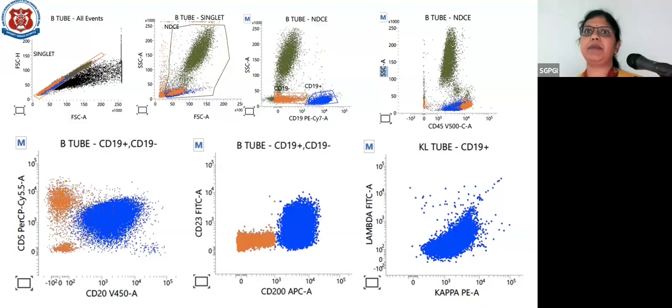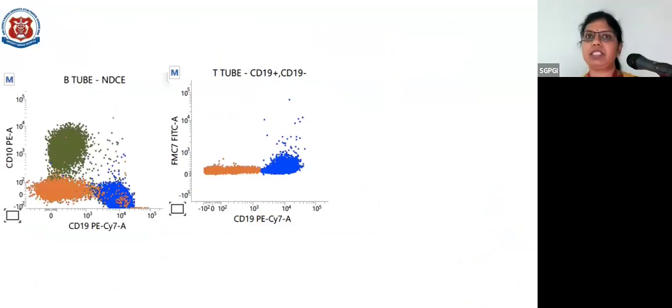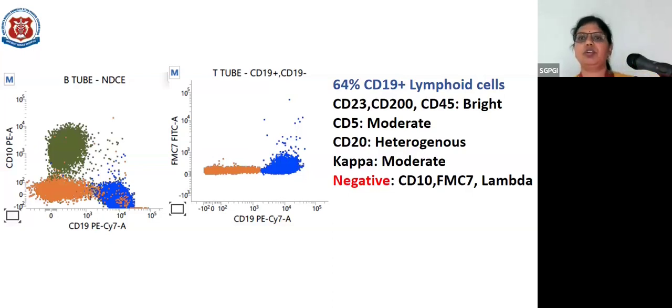Then the next step is expecting a bright expression of CD200 and CD23. So till now, the case is looking like a case which follows all the book rules. And FMC7 was negative and CD10 was negative. You can compare here with the granulocytes, which I gated in the initial plot, which normally express CD10, which has come beautifully in them. But our population of concern is negative here. So the case had 64% CD19 positive lymphoid cells with bright CD23, CD200, moderate CD5, CD20 heterogeneous, kappa moderate, negative for CD10, FMC7 and lambda.